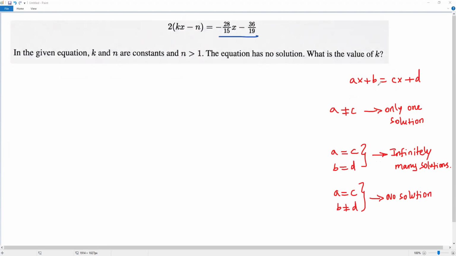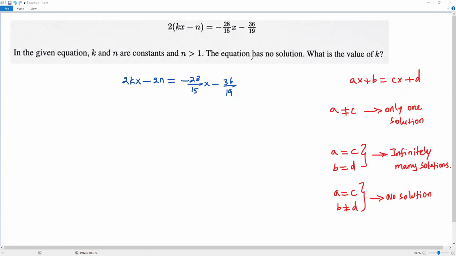On the right side, already we have the stuff in this form cx + d. So on the left side, we have to write this stuff in this form ax + b. We can distribute this 2 to kx and -n. Then I'm getting 2kx - 2n = -28/15 x - 36/19. Now we have the given equation exactly in this form.